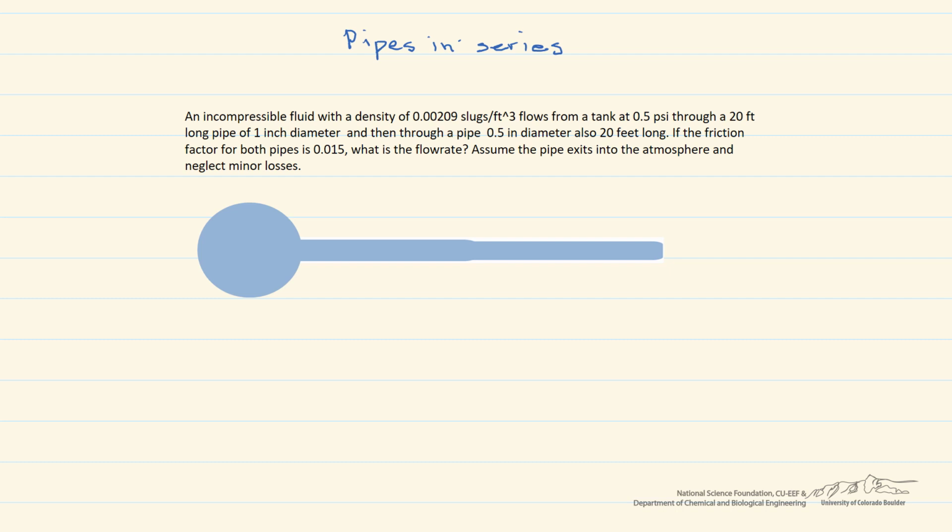So here we have an incompressible fluid, and we're given the density, which is equal to 0.00209 slugs per feet cubed, and it flows from a tank at 0.5 psi through a 20-foot long pipe. It has a diameter of 1 inch, and then through a pipe that's 0.5 inches in diameter, and this pipe is also 20 feet long.